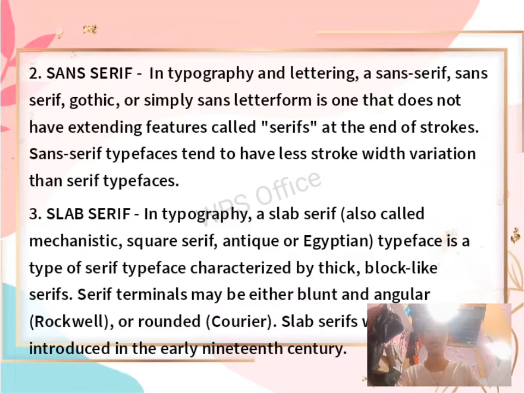Number 3, slab serif. In typography, a slab serif, also called mechanistic, square serif, antique, or Egyptian typefaces, is a type of serif typeface characterized by thick, block-like serifs. Serif terminals may be either blunt and angular, like Rockwell, or rounded, like Clarendon. Slab serifs were introduced in the early 19th century.